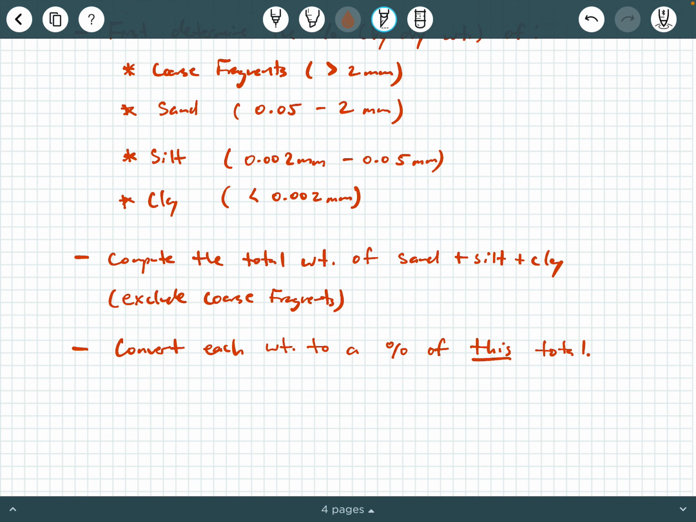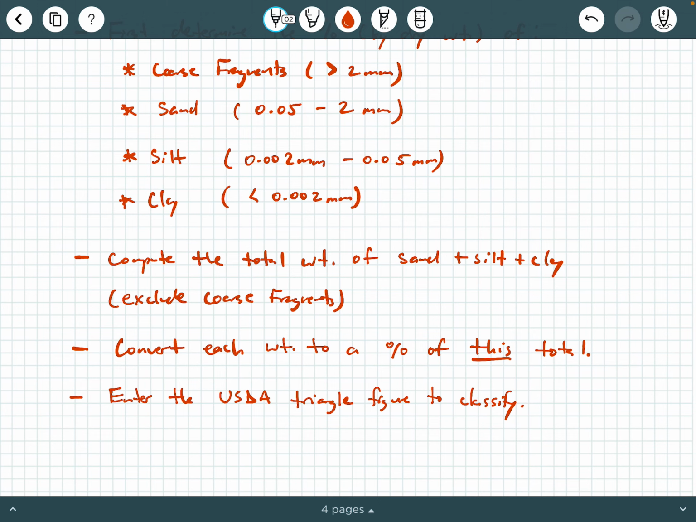And then what we do from there is we use this to enter the USDA triangle figure to classify. Okay, and again, I'm not going to show that figure in this video, but it's a triangle with 3 sets of axes that you enter in with this information, and then you can classify your soil according to USDA from there.